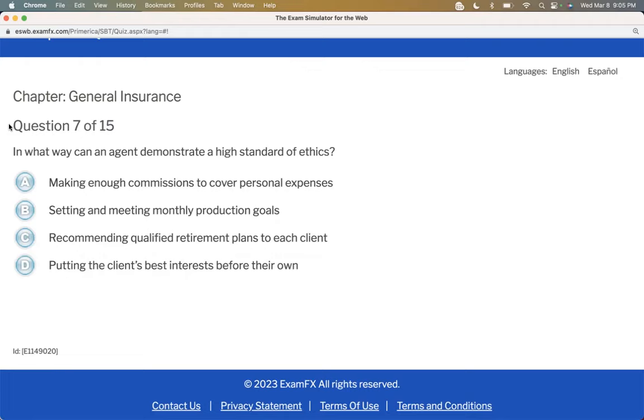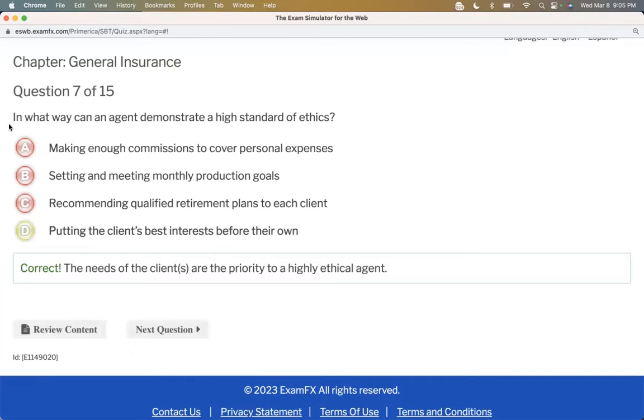In what way can an agent demonstrate a high standard of ethics? Setting a meeting, monthly production goals, recommending qualified retirement plans to each client, putting the client's best. Ooh, there it is. D? The best answer is D. See that? Just sticks out. It's ethical to always do what's right for the client.